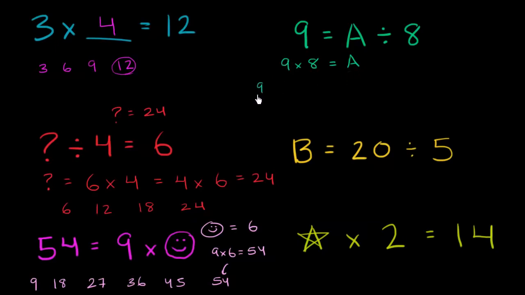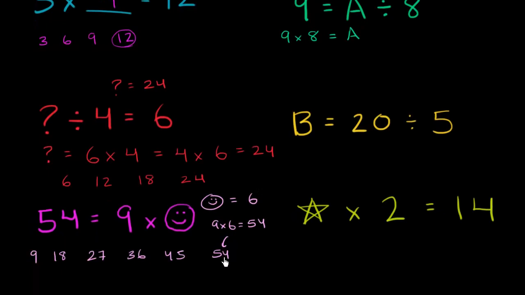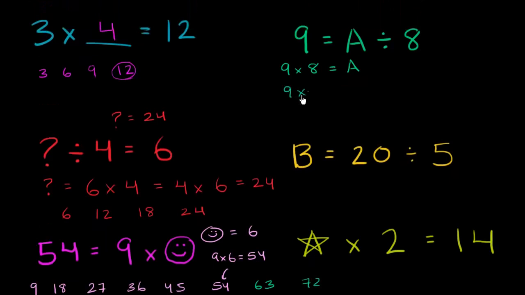Well, 9 times 1 is 9. In fact, we already did a lot of our 9 times tables down here. We could just keep going. 9 times 6 was 54. 9 times 7 is 63. 9 times 8 is 72. So 9 times 8 is equal to 72. So we can say that A is equal to 72. And if A is equal to 72, then this equation becomes 9 is equal to 72 divided by 8, which is absolutely true. 72 divided by 8 is 9.